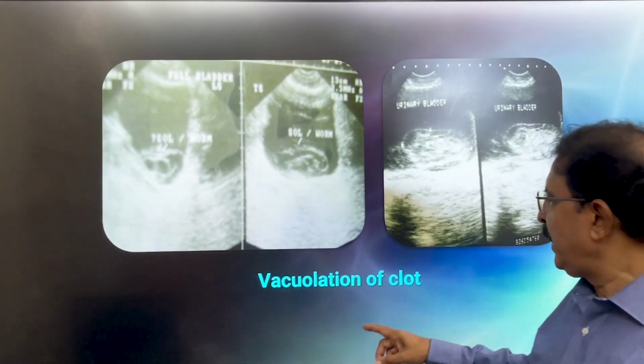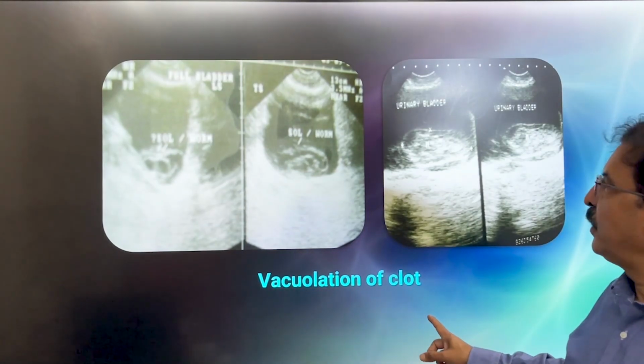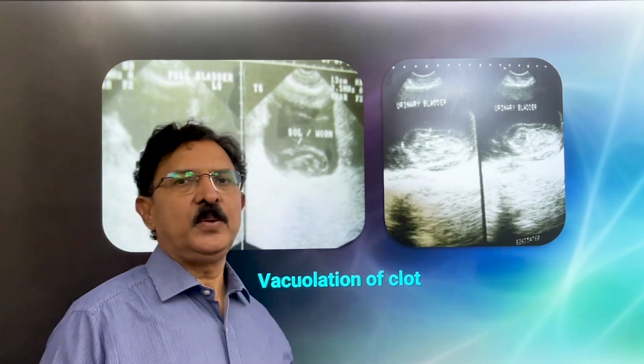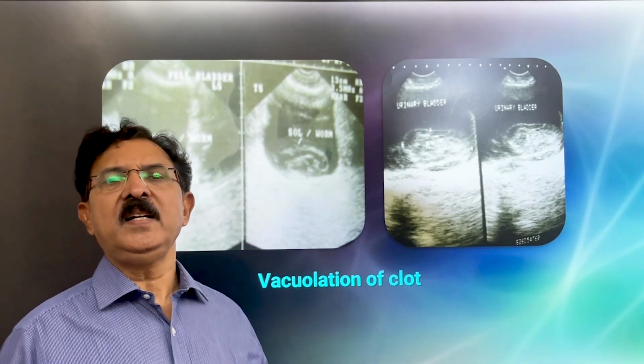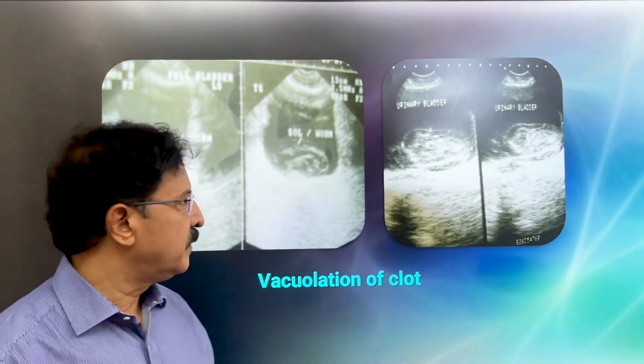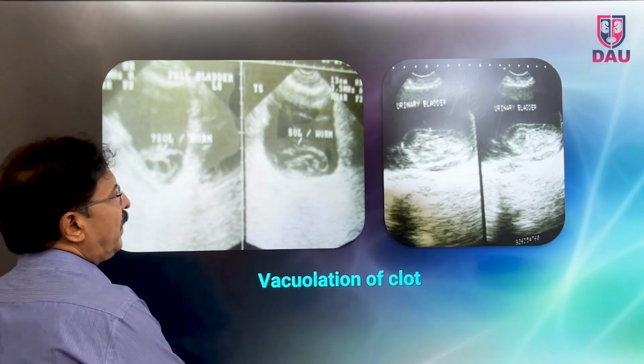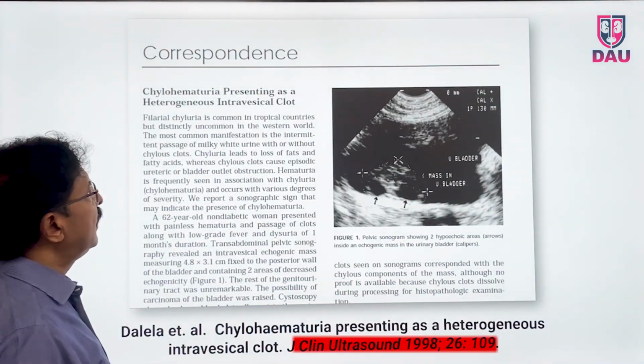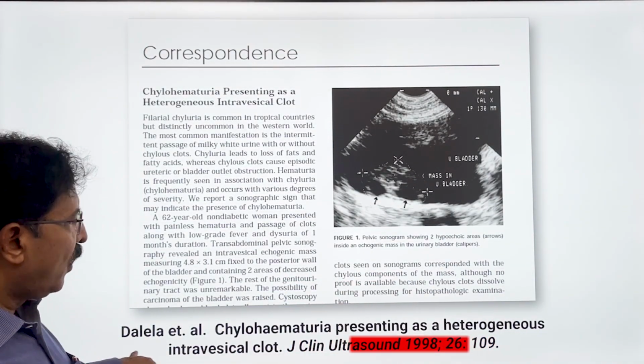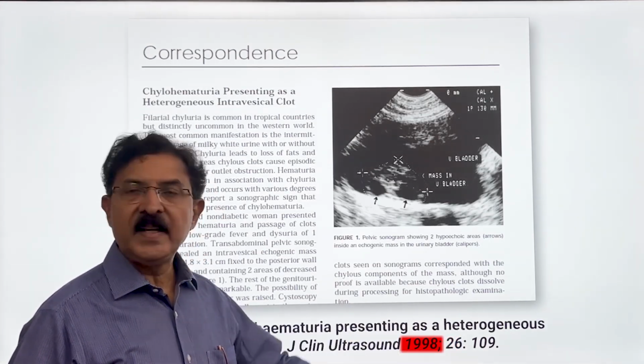We described this sign as vacuolation of the clot, or you may say heterogeneity of the SOL that you see in the bladder, and it is usually lying in the dependent part of the urinary bladder. We published this information a long time back in 1998.